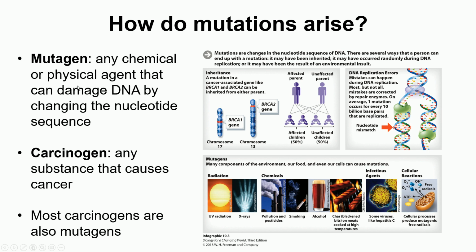A mutagen is a chemical or physical agent that can damage DNA by changing the nucleotide sequence. And a carcinogen is something that causes cancer. Most carcinogens are mutagens.